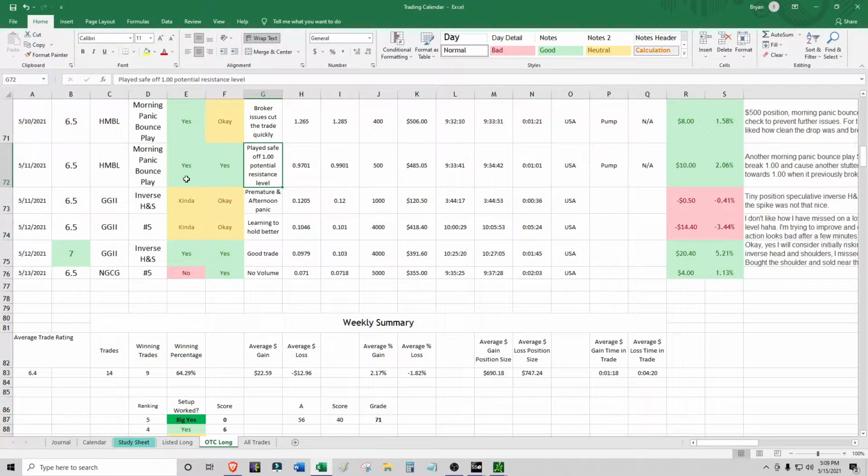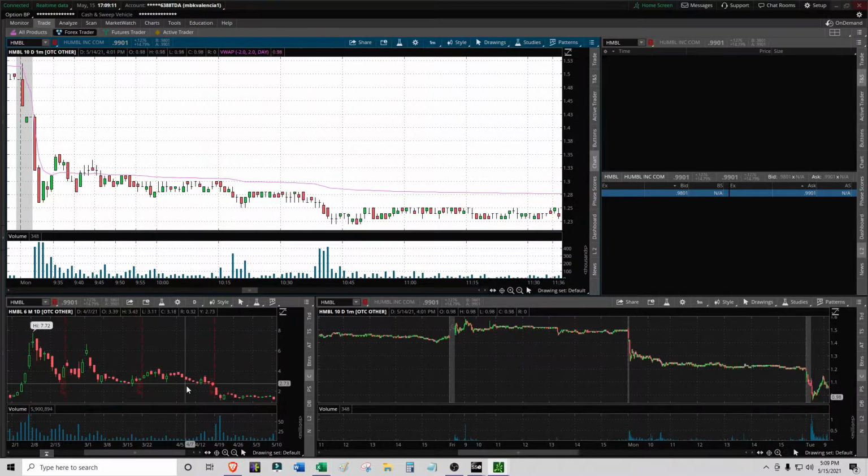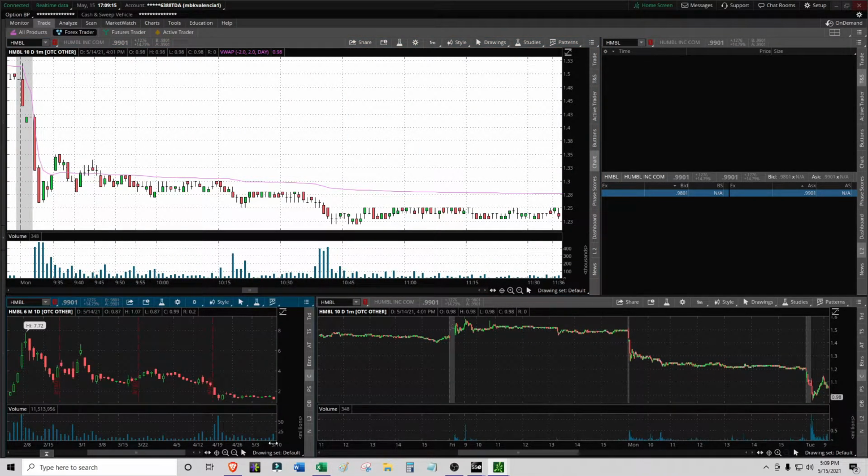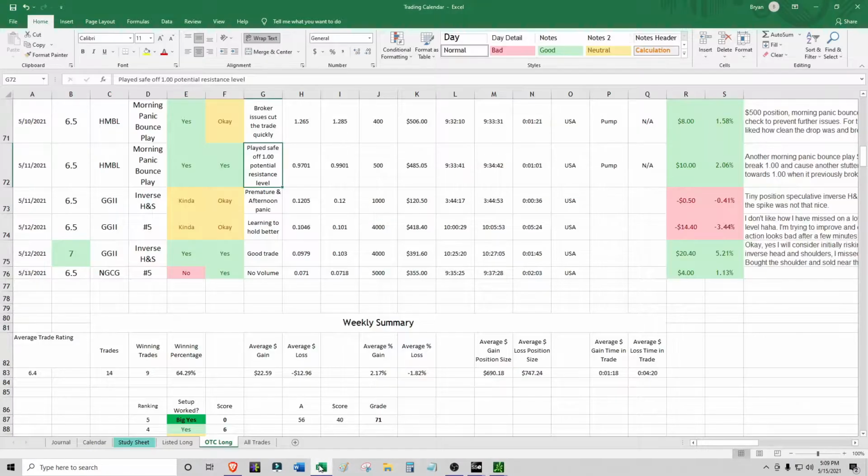Second one, HMBL. This one was on the 11th. Okay, so there were two HMBL trades. Now let's look at HMBL on the 11th, which was, I guess we'll have to just inch one more. The 11th right here, just down. This one, I remember this one broke that $1 level, so that kind of made it a little more significant because it could have caused a lot of panic selling.